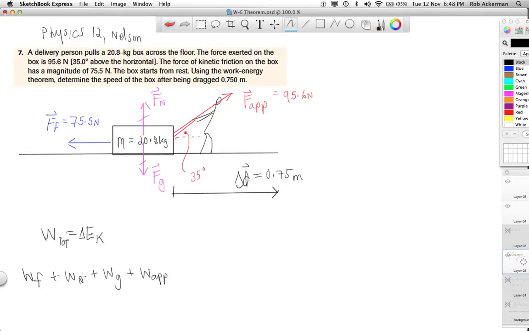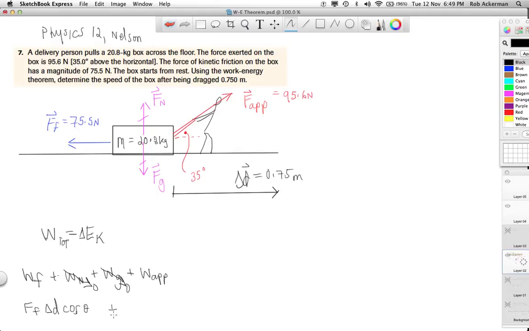At this point, I think it's safe to say the angle between the normal and the displacement, and the angle between gravity and the displacement are 90. Cosine of 90 is 0. Therefore, these guys do no work. You've checked it in your diagram. You're safe to cross them out. But what about friction? That should be the force of friction, delta D, cosine of the angle between them.